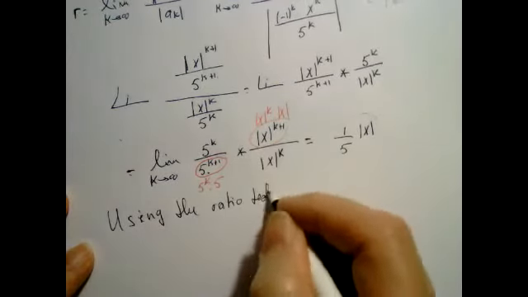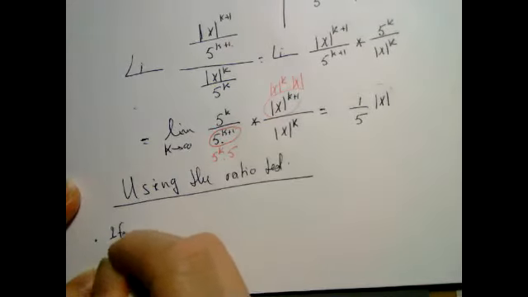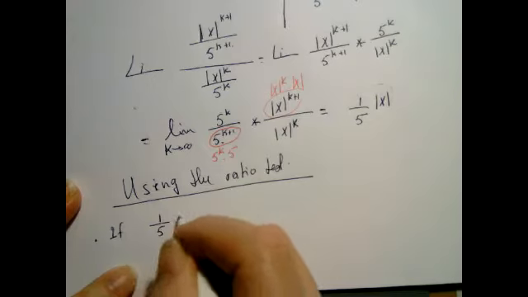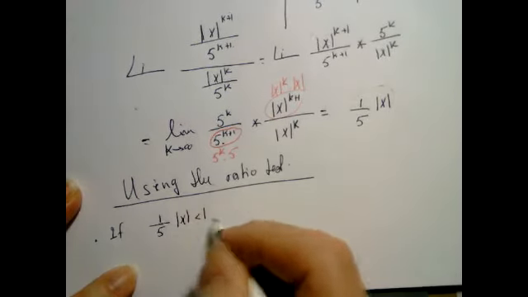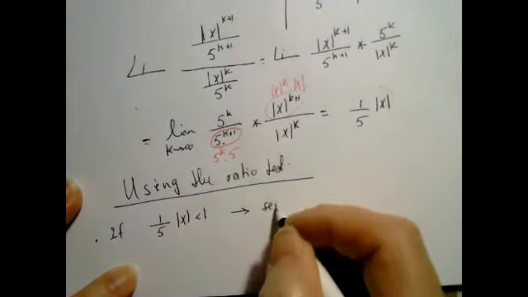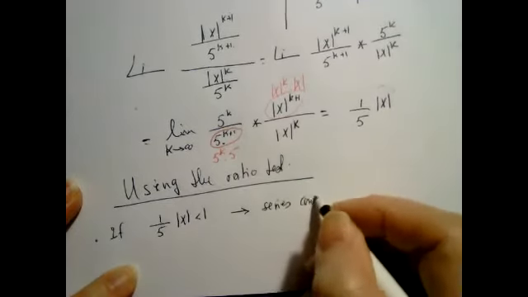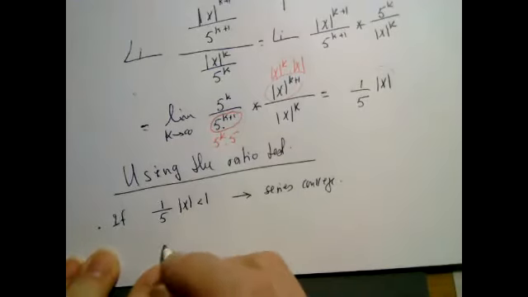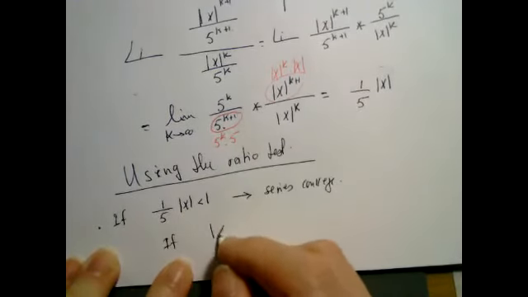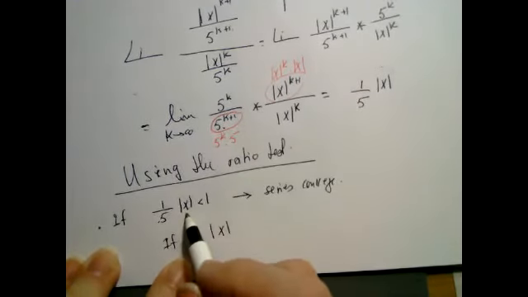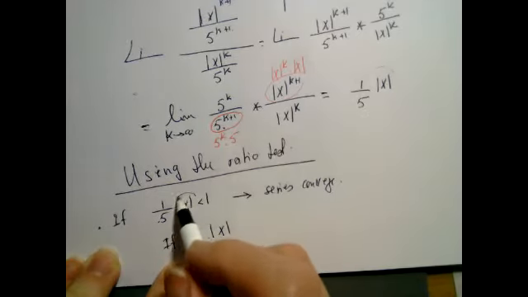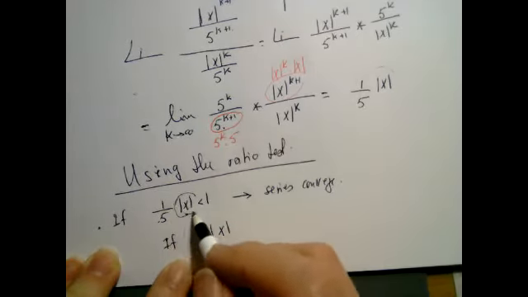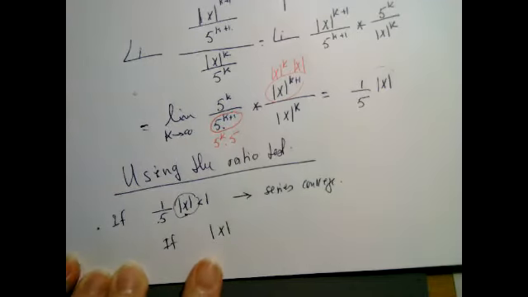Using the ratio test, if 1 over 5 times the absolute value of x, the ratio, is less than 1, then the series converges. But what does this mean? It means we need to find the values of x, so we need basically to isolate the absolute value.